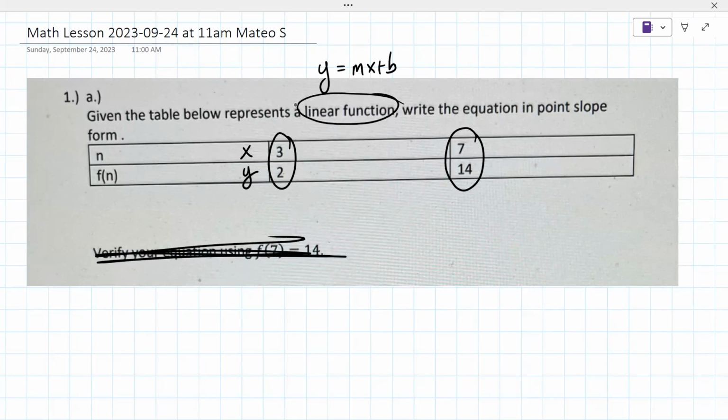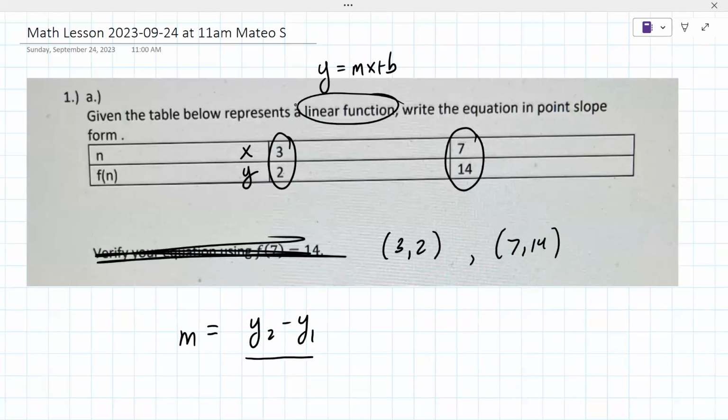So there's two ordered pairs. The first one is 3 comma 2. What is the second ordered pair? 7 comma 14. So the first thing you do is you typically determine the slope. Right. And here's the slope formula.